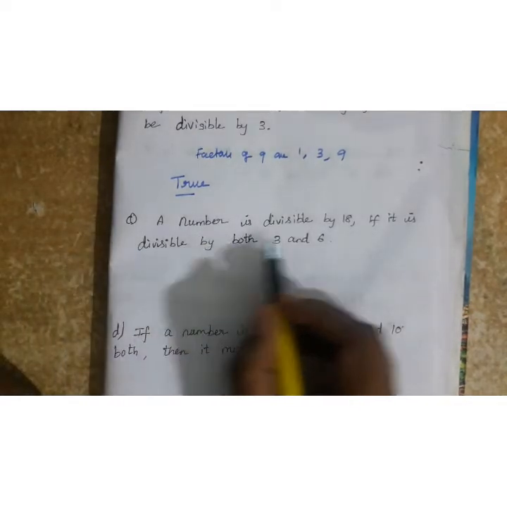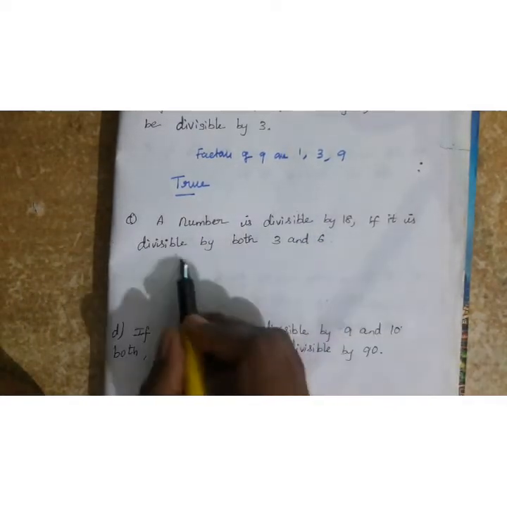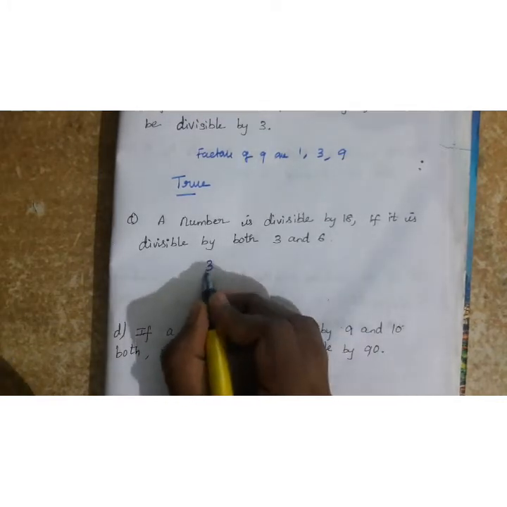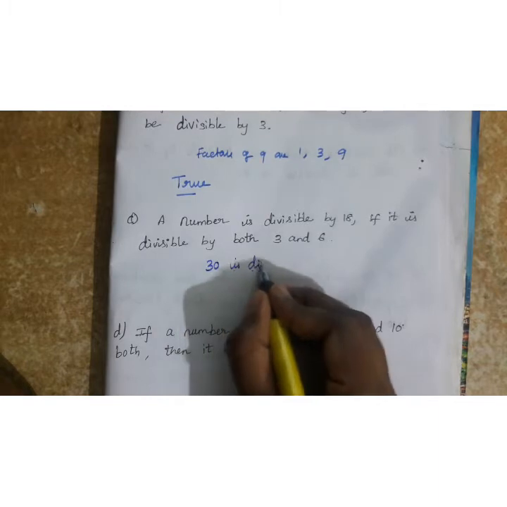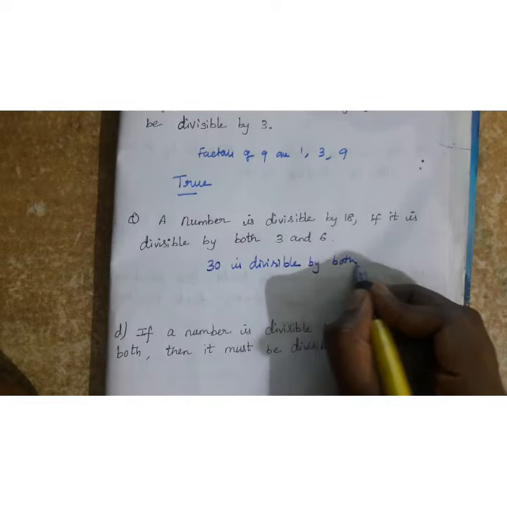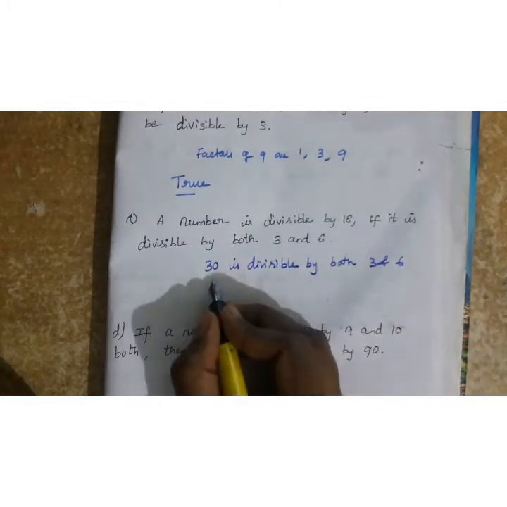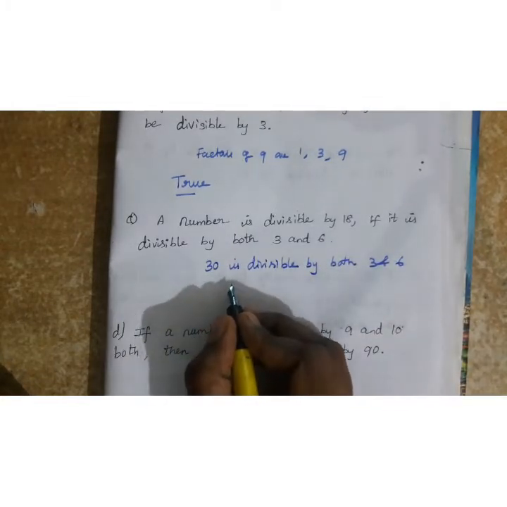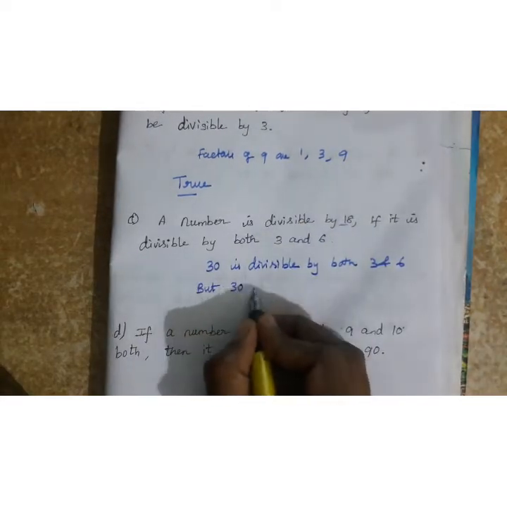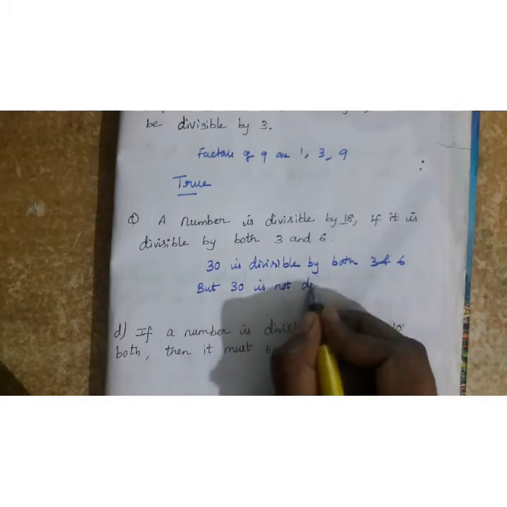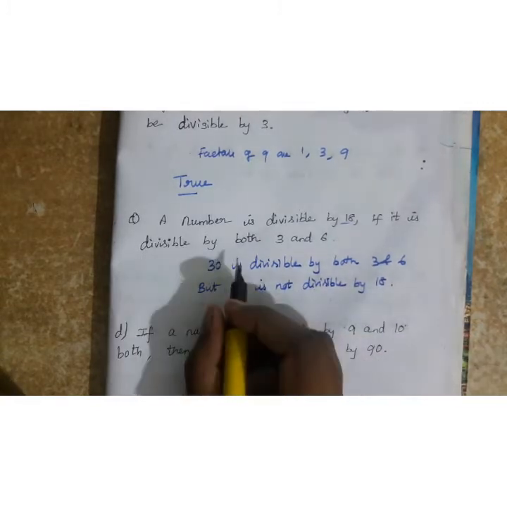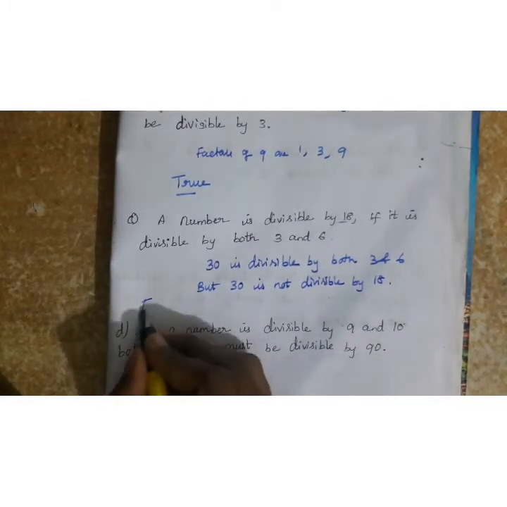C part. A number is divisible by 18 if it is divisible by both 3 and 6. 30 is divisible by both 3 and 6, but 30 is not divisible by 18. So the statement is false.